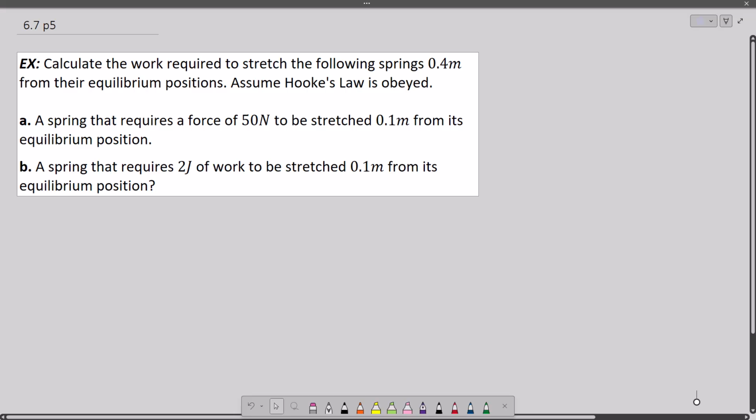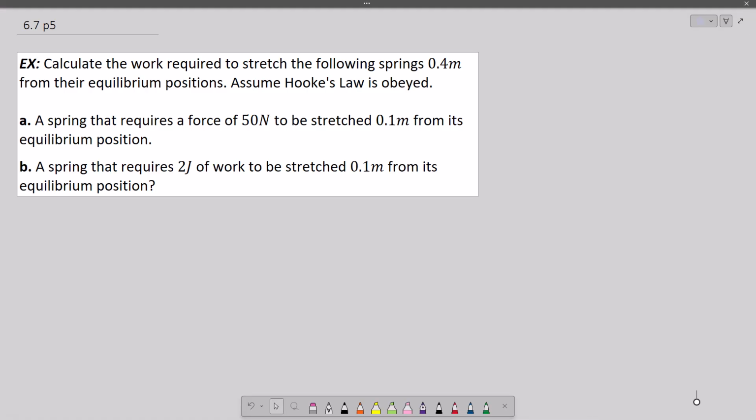Let's do 2 more spring things. You all work on A, and then we'll do B together. So, work on A. Find the force for that particular spring. And I will take roll.